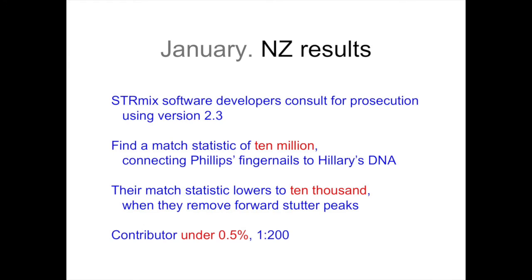So in January of this year, these were the New Zealand results that were obtained. The 3 developers of the STRmix software were consulting for the prosecution. They used version 2.3. They found a match statistic of 10 million connecting Phillips' fingernails to Hillary's data. Under other assumptions, when they removed forward stutter peaks, making some subjective decisions about the data, they could reduce that statistic to 10,000, and they decided that the amount of that unknown contributor that was connected to Hillary was less than 0.5%, so less than 1 part in 200. It's probably worth noting that no system has really been validated extensively down there.